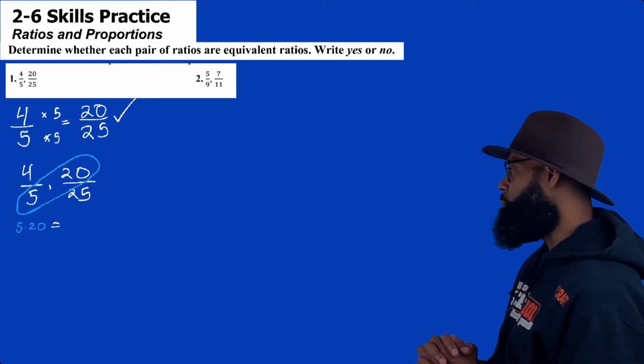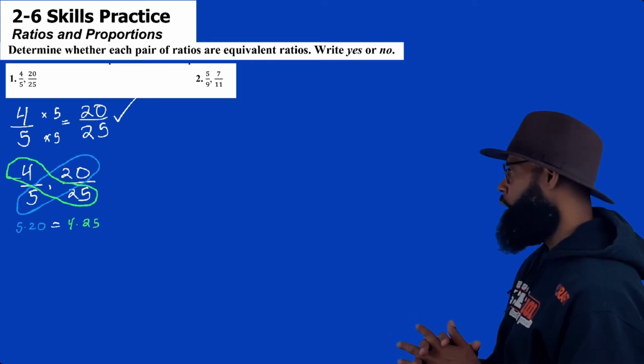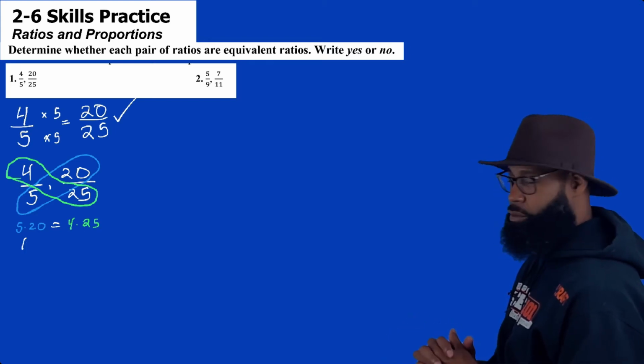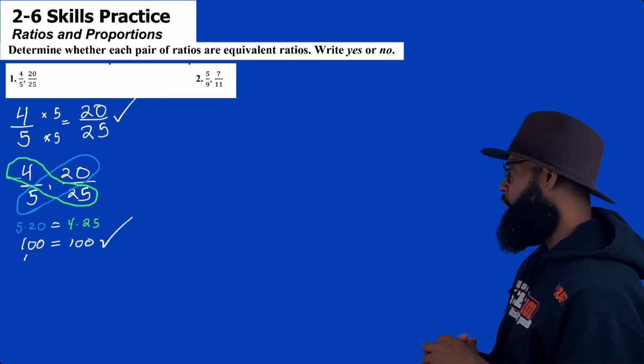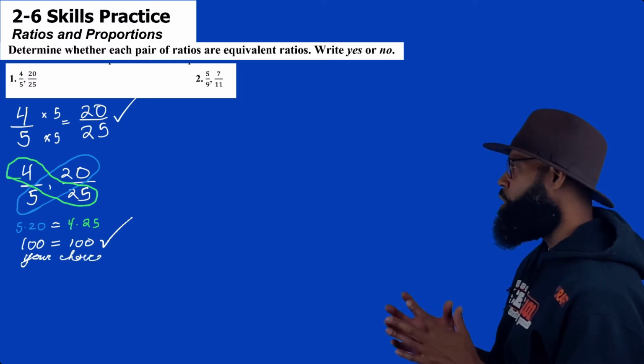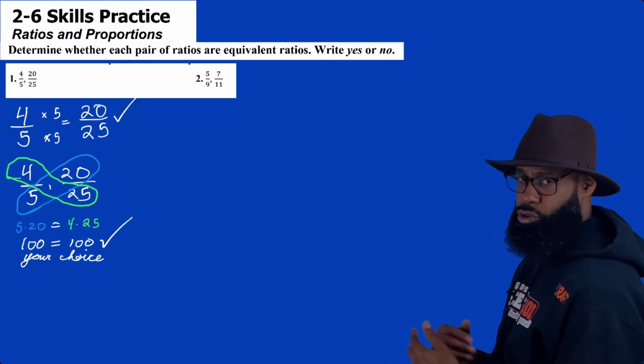5 times 20, 100. 4 times 25, 100. Yeah, I know, 100, but who I am, where I'm from, 100. So 5 times 20 is 100, and 4 times 25 is 100. 100 equals 100, check. So either one of those methods, it is your choice, right?